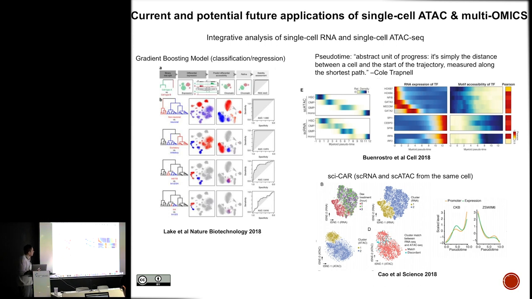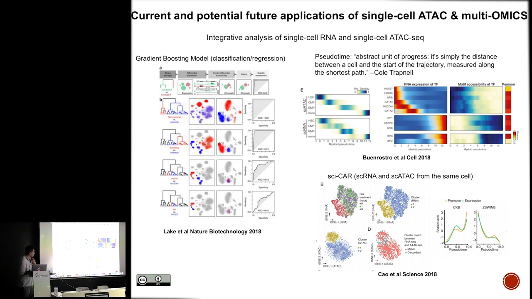Okay. And then they use this kind of pseudotime analysis to map RNA expression of the transcription factor with its accessibility and find that it can be quite robust and have a high correlation between expression and motif accessibility, as we had seen with the bulk data. Okay. So that's kind of how they're doing. So this is taking single-cell RNA-seq and ATAC-seq from different experiments, probably done on different days, and integrating them together.